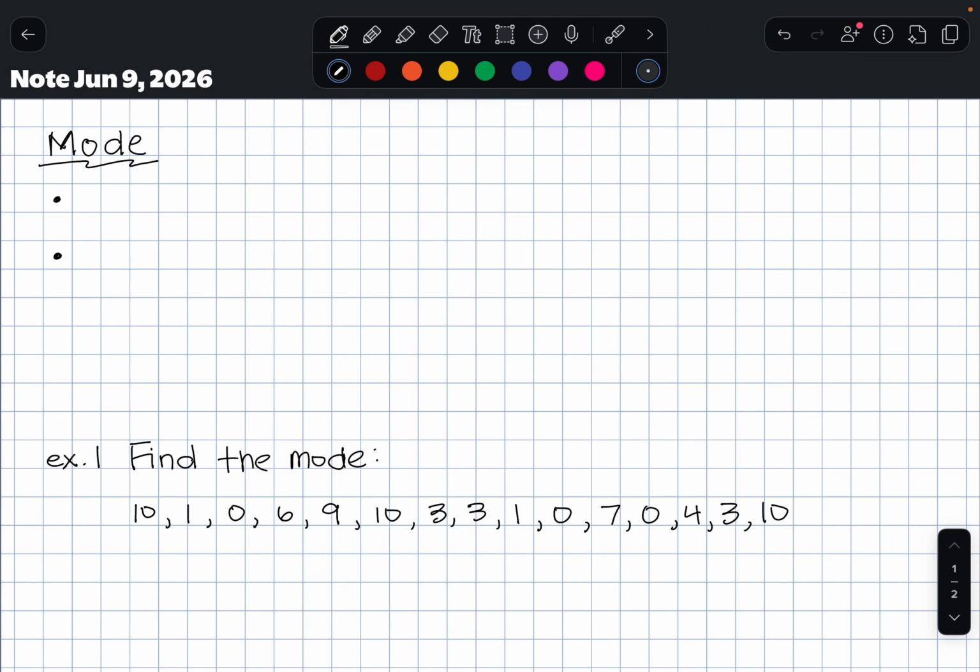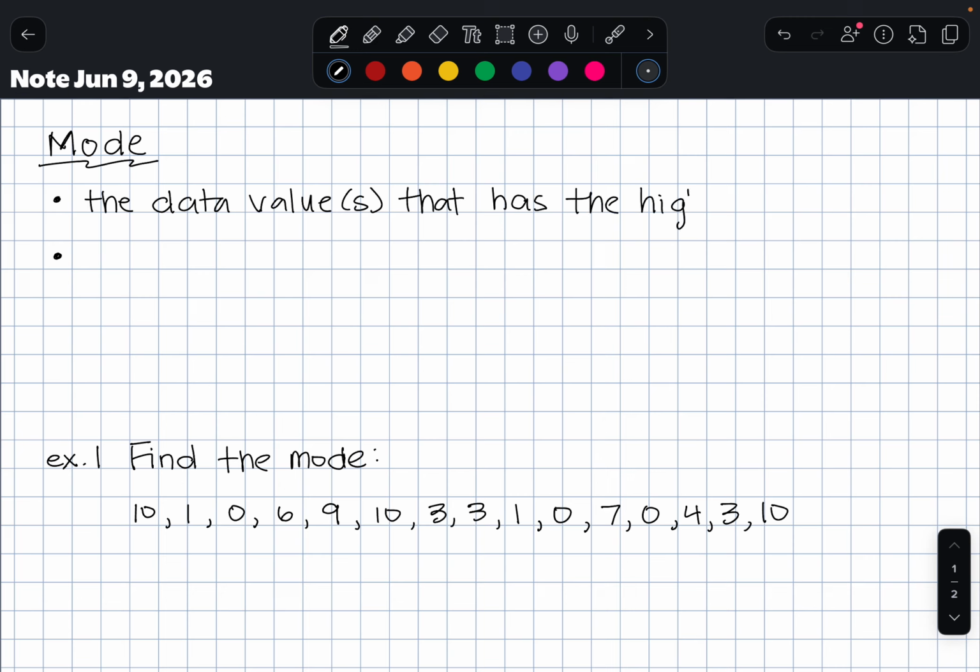Hi all. For this next video, we're going to talk about another measure of center, and this is called the mode. And the mode of a data set is the data value that repeats the most. Another way to say that a number repeats the most is that the data value has the highest frequency. So the mode is the data value that has the highest frequency.